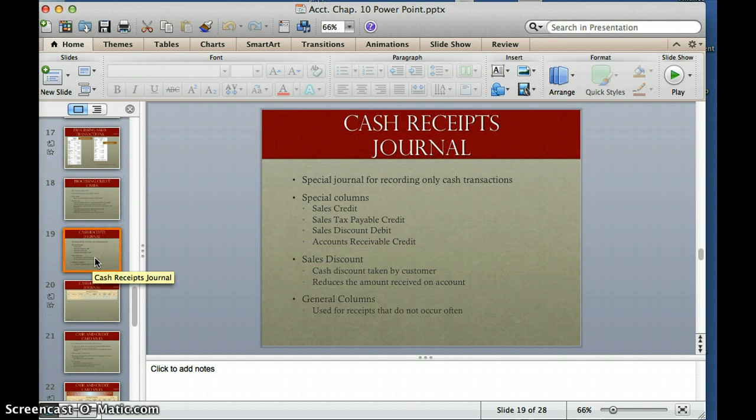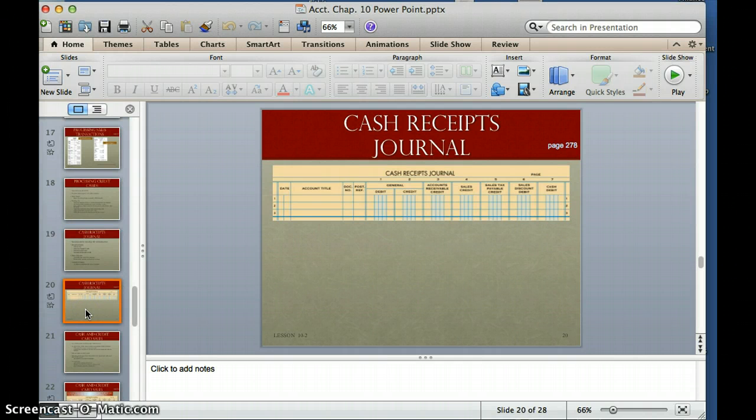So that leads us to the cash receipts journal. We have a special journal. We had cash payments in the section before this, when we were purchasing on account. Now we have our cash receipts, and those are only for receipts. If it says received cash, you know it's going to go in this cash receipts journal, and here's an example of one.